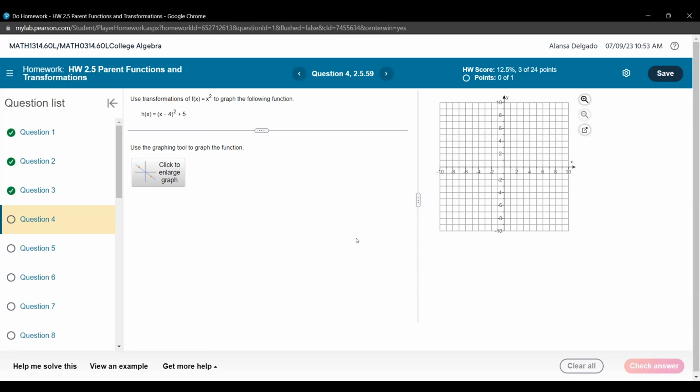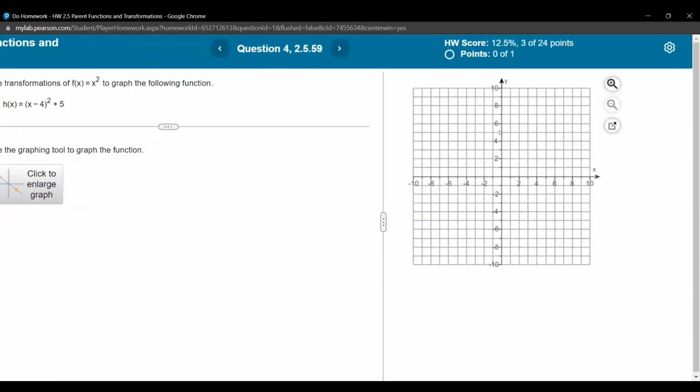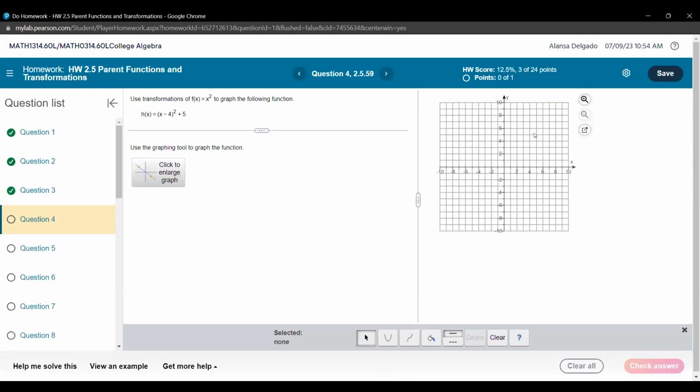Now, here's the other part of it. When x minus 4 is 0, then the y value is going to be 0 plus 5. So this shifts 4 to the right and then 5 vertical. So it would just be right here, 4, not 0. Go to the right 4, and now up 5. That's where the vertex is going to be.